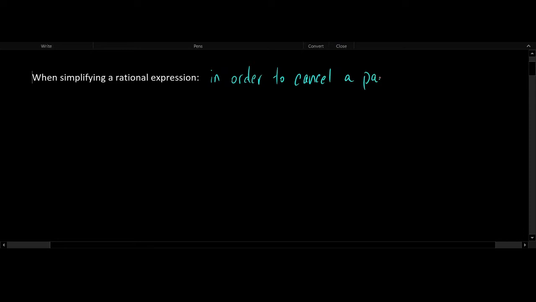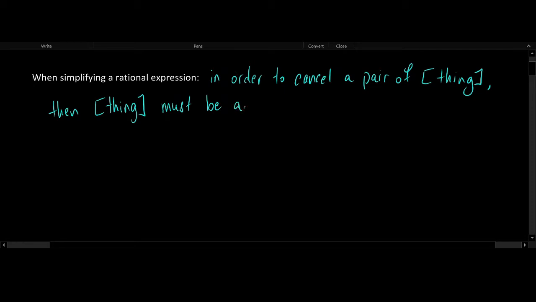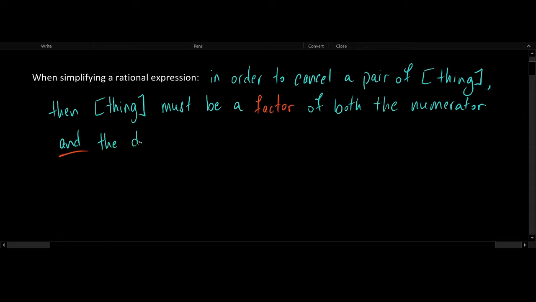if you want to cancel a pair of something, let's just call it thing for short, in order to do that, there are some requirements. Thing must be a factor of both the numerator and the denominator of the same fraction.